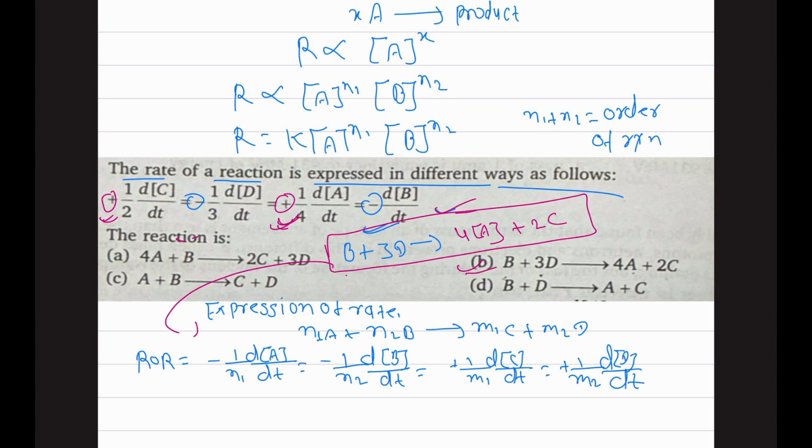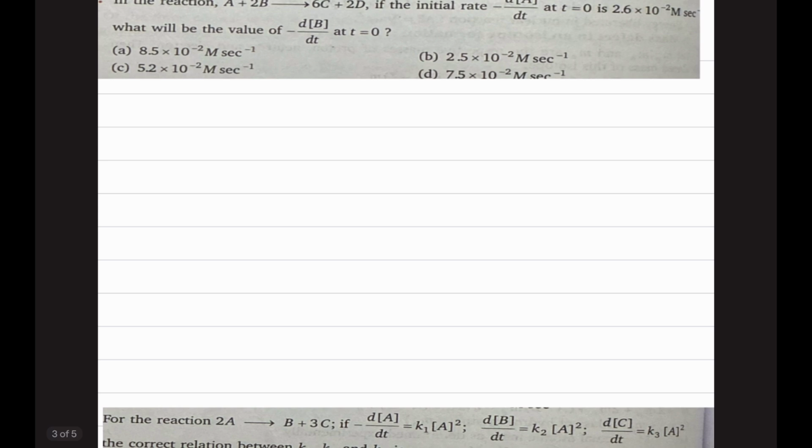So this is a very simple question and you can easily solve it. Now next question. The next question is given in the reaction A plus 2B gives 6C plus 2D, and the initial rate is given for minus dA by dt as 2.6 into 10 to the power minus 2 molar per second. So for this I can write the expression of rate. How can we write the expression of rate for this one?